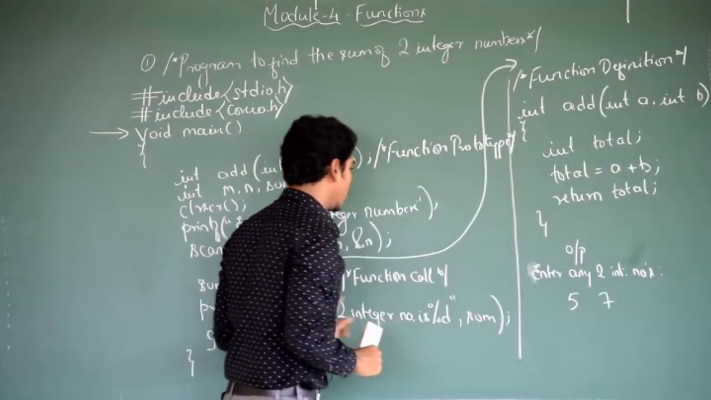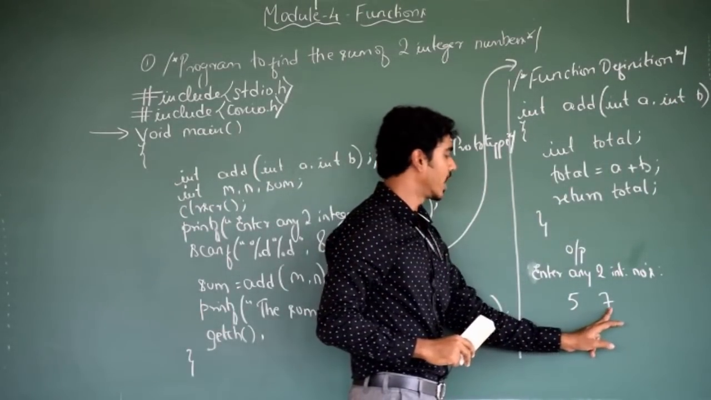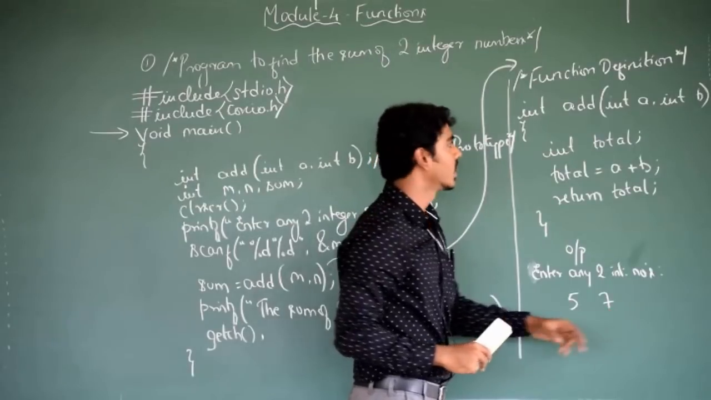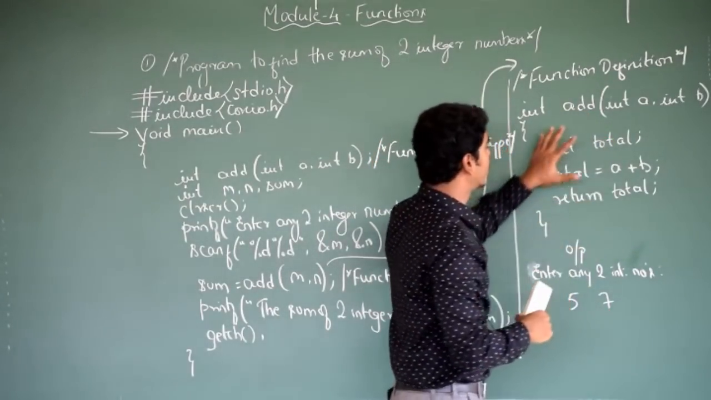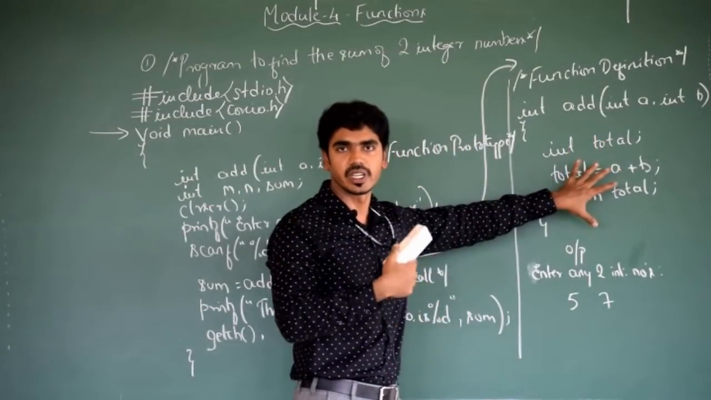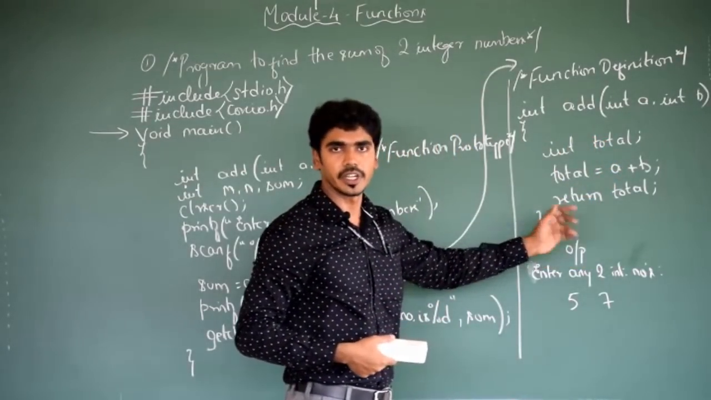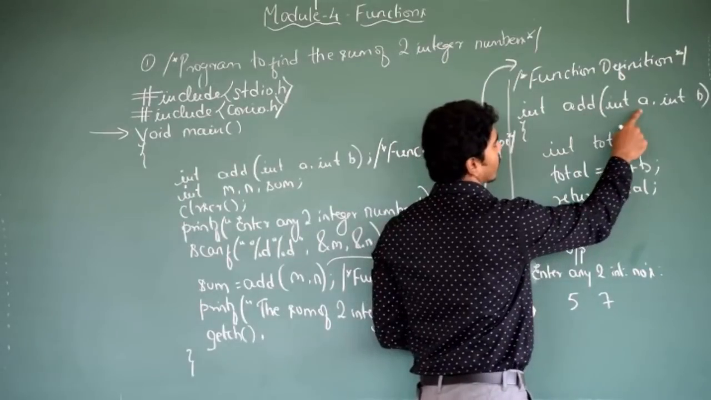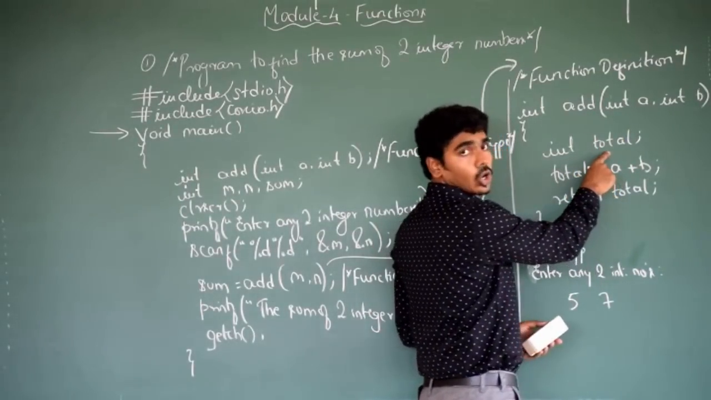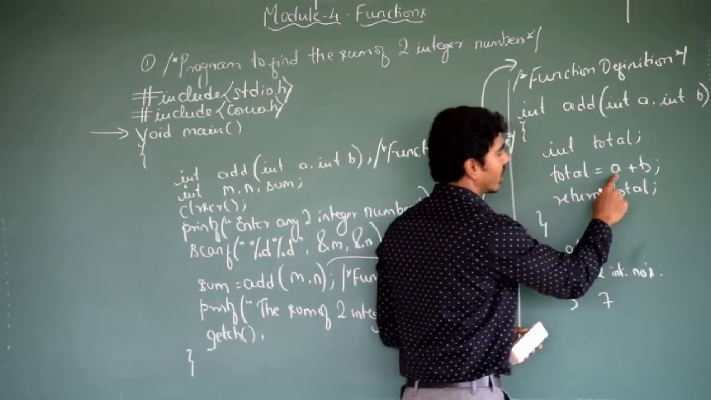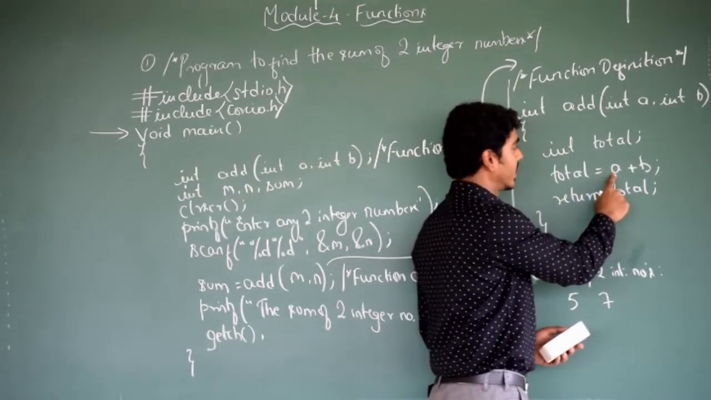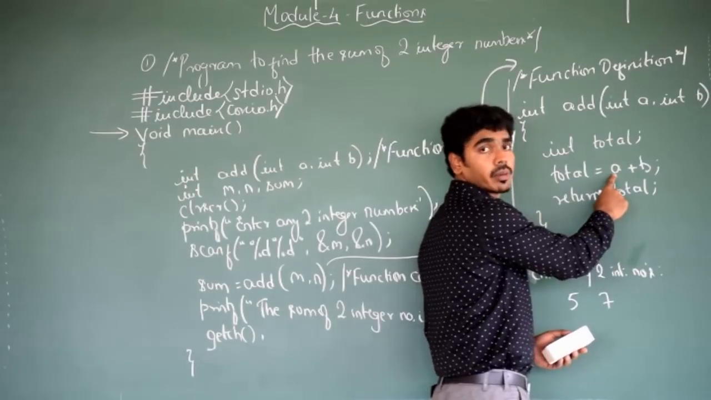The value of m that I have entered here is 5, and the value of n is 7. Once the control comes to this function definition, this subprogram starts executing its task. Let's see what is going to happen right now. Here I have declared a variable called total. Now total is equal to a plus b. What is the value of a? The value of a is the value that is copied from m.